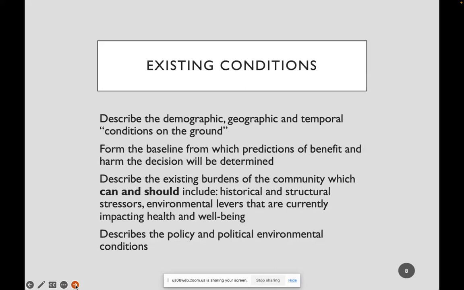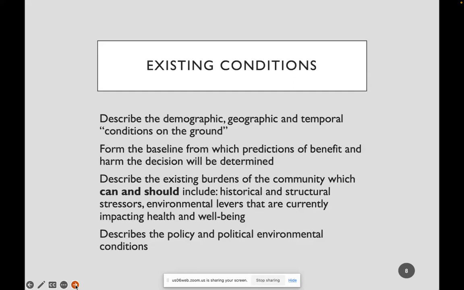It's that beginning phase where you start with most public policy decisions of looking at who benefits and who is impacted. So in describing existing benefits or existing burdens of the community, you can and should include historical and structural stressors. And what I mean by that is looking at the background of the community. Has this community been traditionally marginalized? Is it already experiencing environmental injustices?